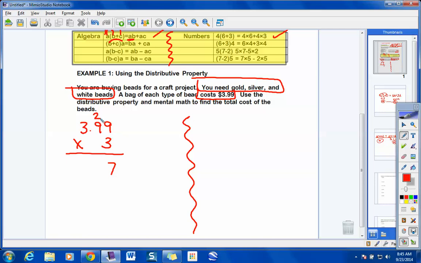3 times 9 is? 27. 27 plus 2 more would be? 29. 9. Bring a decimal down and also carry a what? 2. Okay, and then 3 times 3 is what? 9. Then 11. Okay. $11.97. Now, how many of you guys would say, I like to do that?